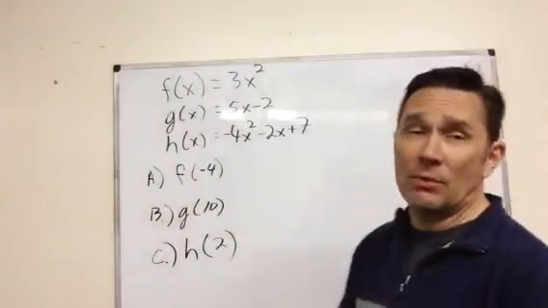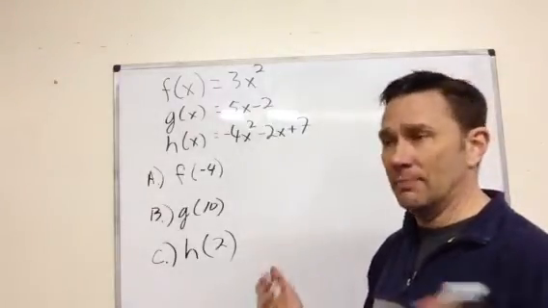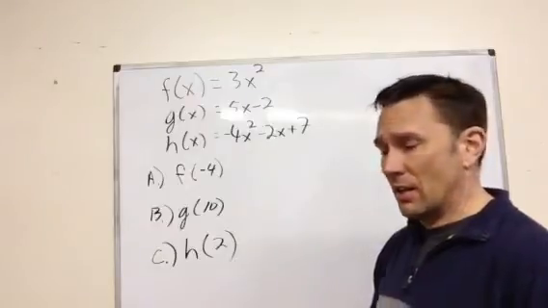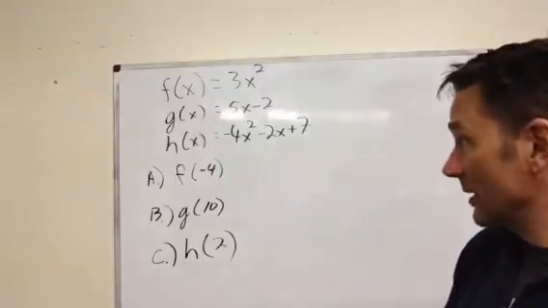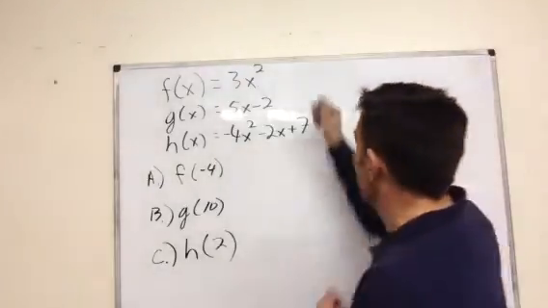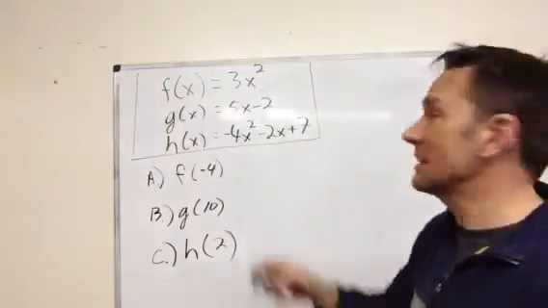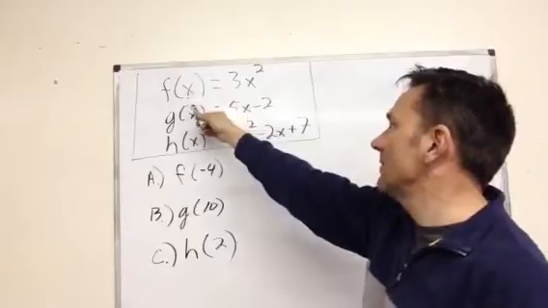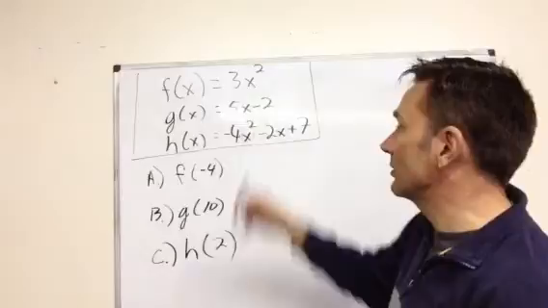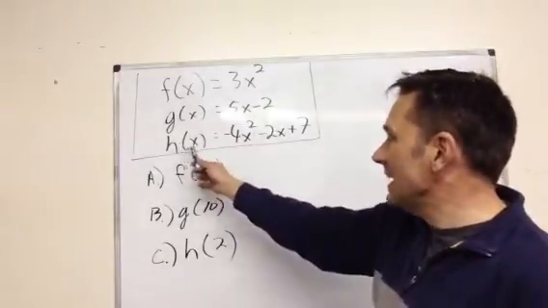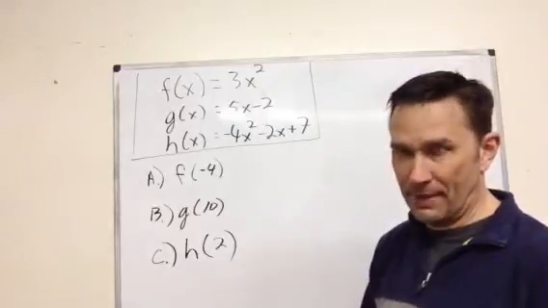Today we're going to be talking about more functions and function notation, evaluating functions, adding and subtracting different functions, and trying to make some sense of what's going on here with these functions. I gave you these equations as givens. The function f of x equals 3x squared. The function g of x equals 5x minus 2. And the function h of x equals negative 4x squared minus 2x plus 7.